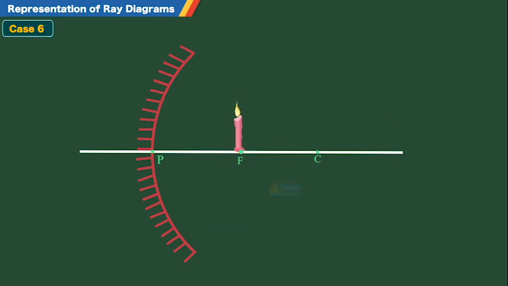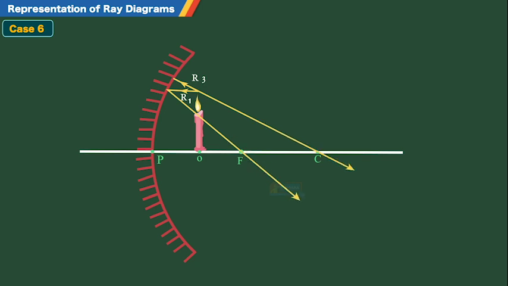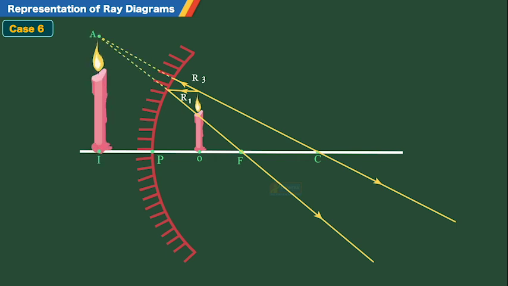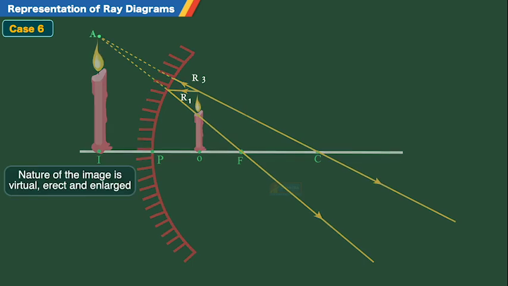Case 6. When a candle is placed on the principal axis between the pole and the focus of the concave mirror, we take the rays R1 and R3 emanating from the top of the candle. These two rays strike the mirror and they get reflected. The reflected rays will not meet as the rays are diverging. If these reflected rays are extended backwards, they will converge at A. In this case, the nature of the image is virtual, erect and enlarged.